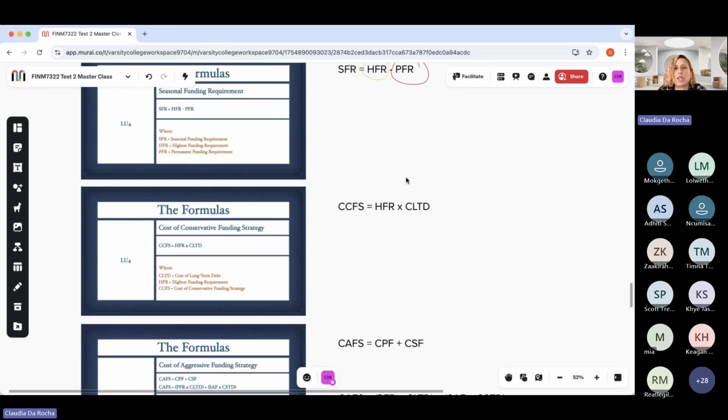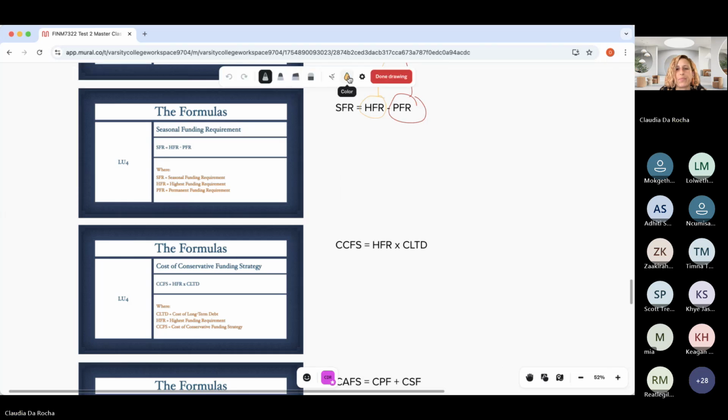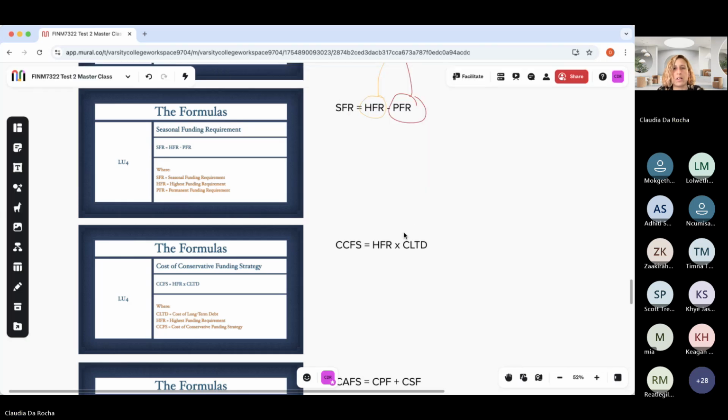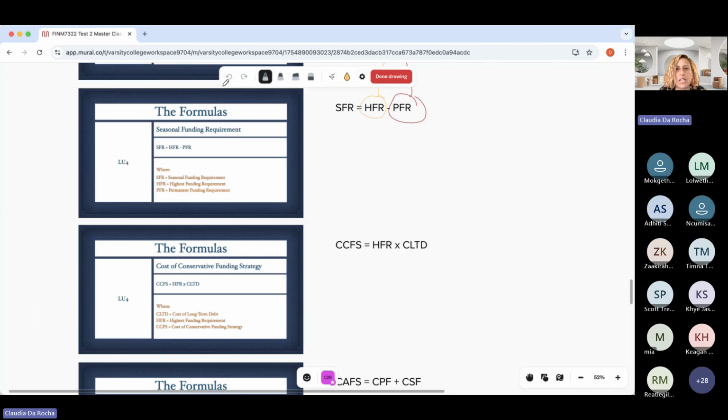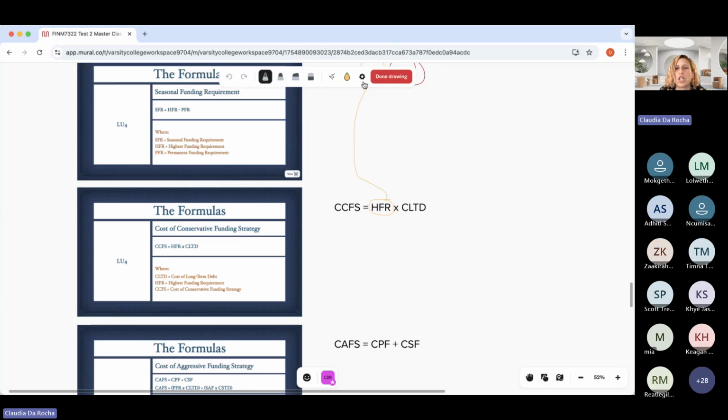Right. So it's very important again that you can see elements within each other. So like here we have our highest funding requirement. And then we have our cost of long-term debt. It's very important that long-term debt is being used. You don't use other debt.